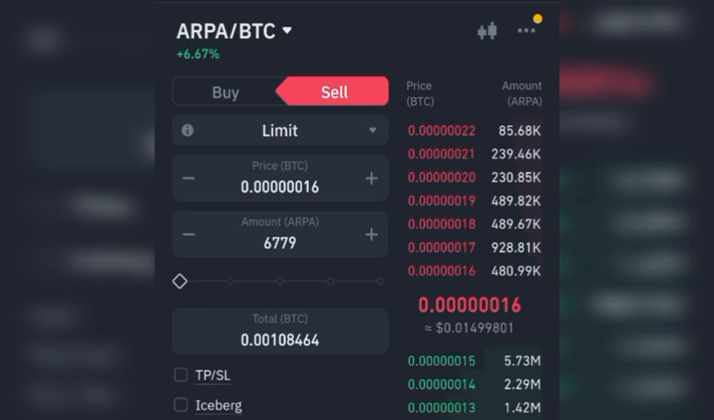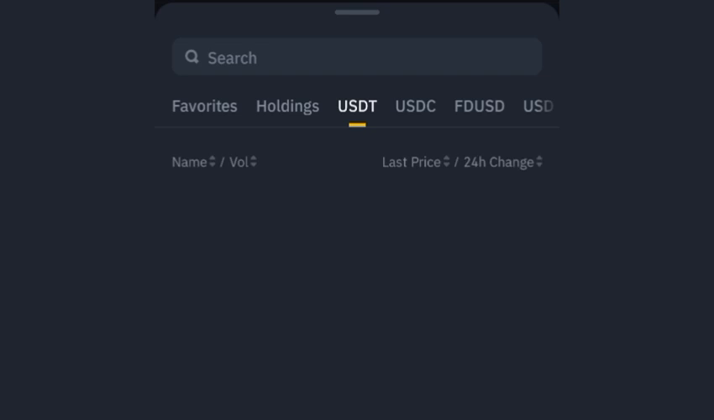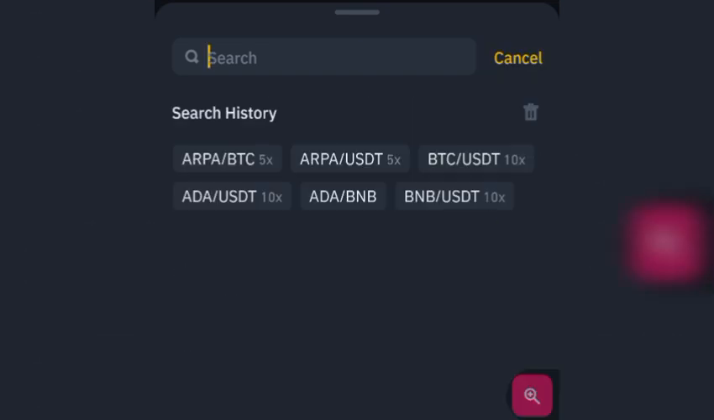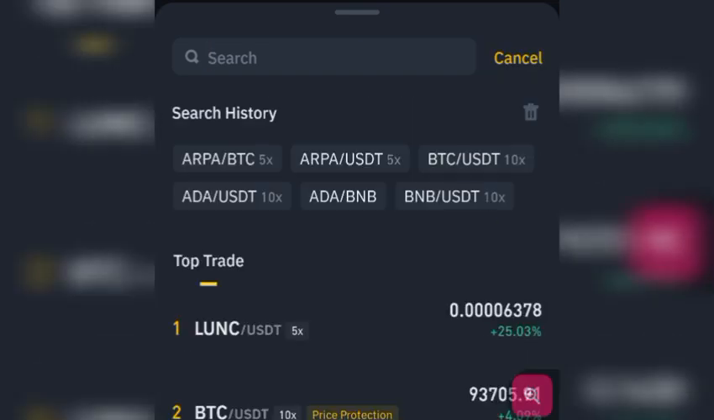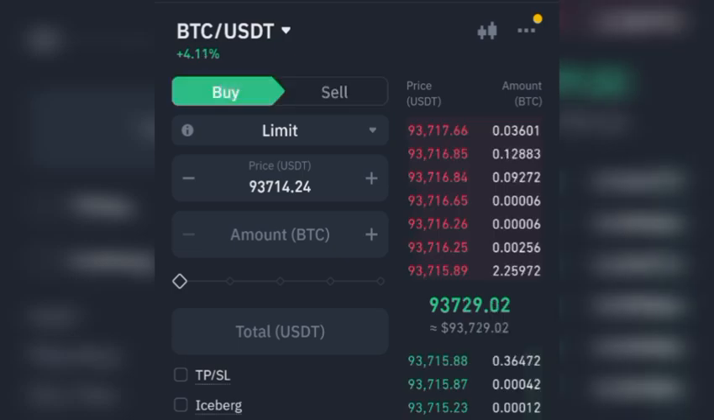6779. Just watch this. 6779. Take note of that. Okay. Take note of that because we are going to use it to get our boomerang strategy. All right. So we come back to BTC. Let's even see how much it will give us.